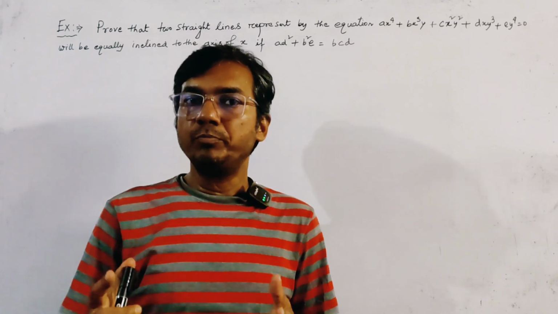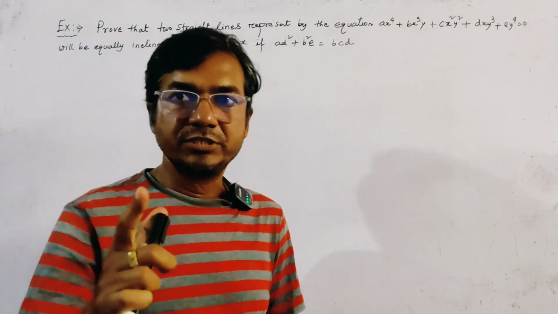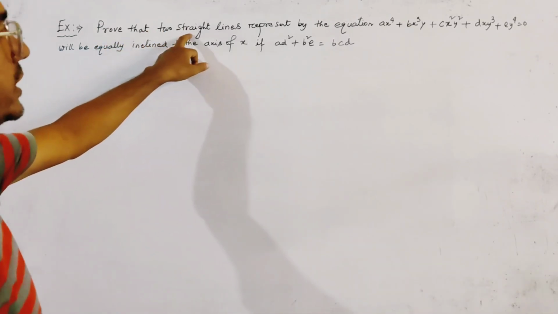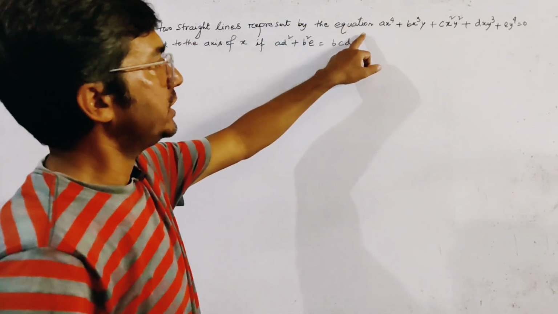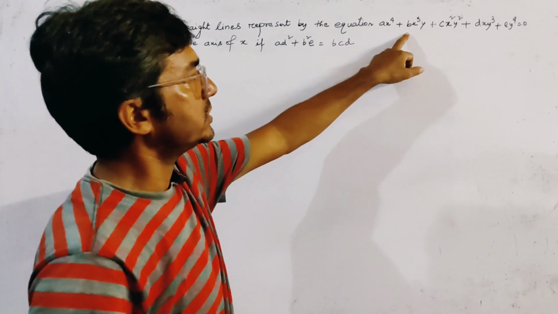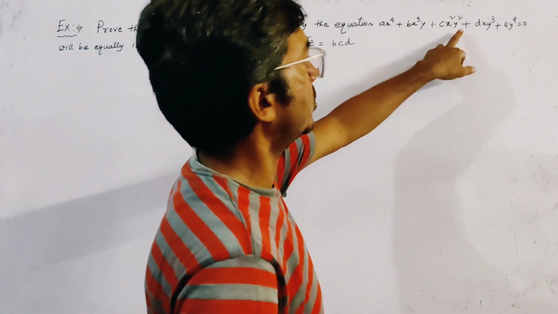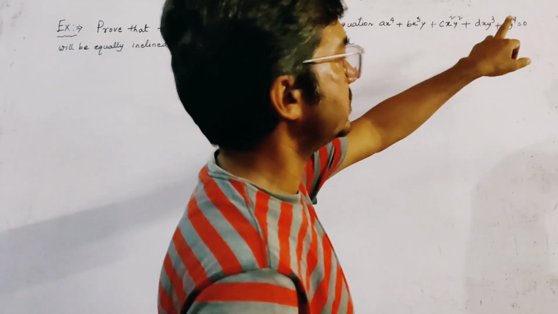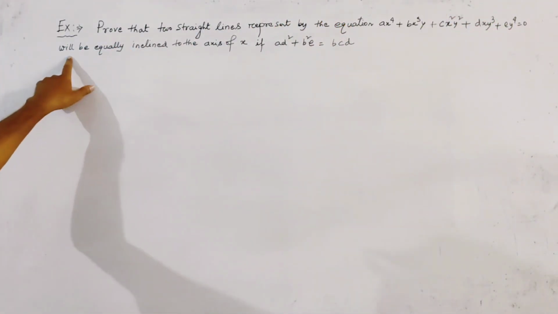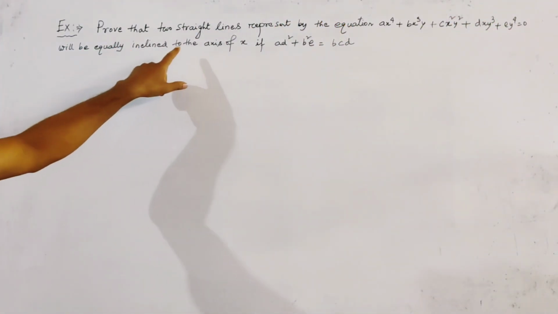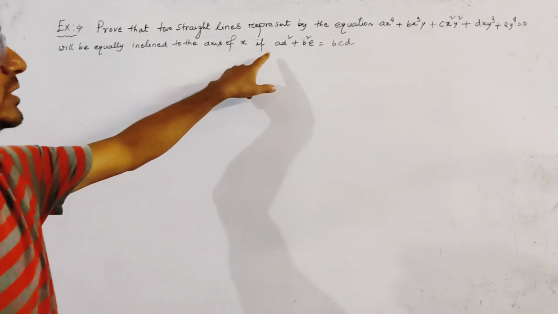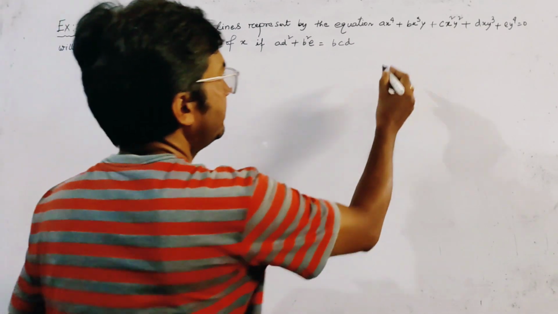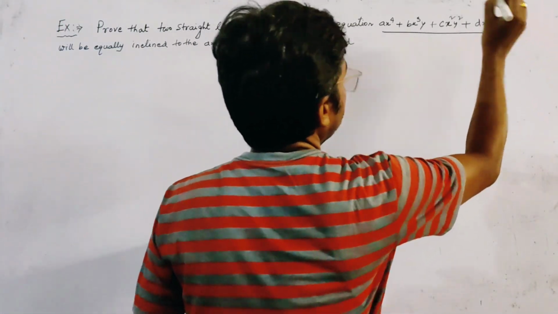A very important problem of pair of straight lines, and the problem is: prove that two straight lines represented by the equation ax^4 + bx^3y + cx^2y^2 + dxy^3 + ey^4 = 0 will be equally inclined to the axis of x if this condition is satisfied. Clearly the given equation passes through the origin.